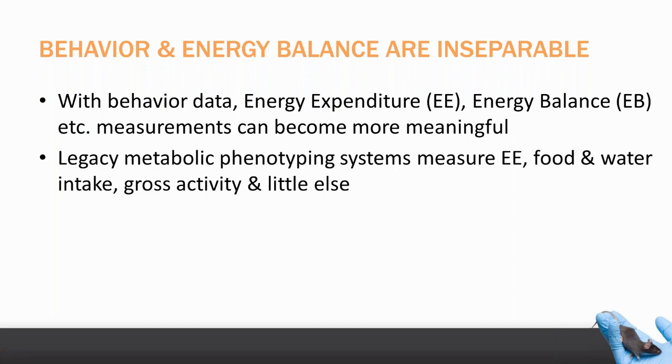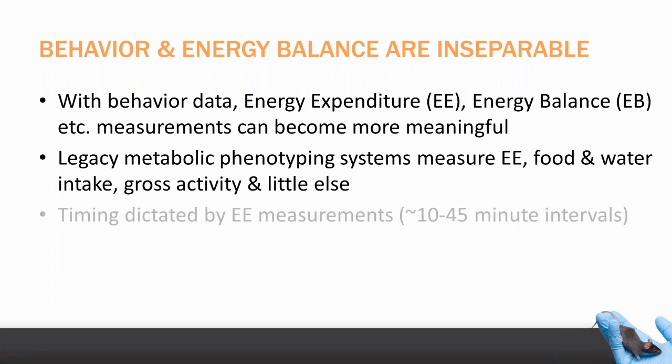So the typical metabolic phenotyping systems out there will measure energy expenditure, food and water intake, and what have you. But generally speaking, they will leave behavior pretty much alone. The timing of the information coming from such systems is dictated by the energy expenditure measurements, which typically will be anything from about 10 to 45 minutes between measurements.